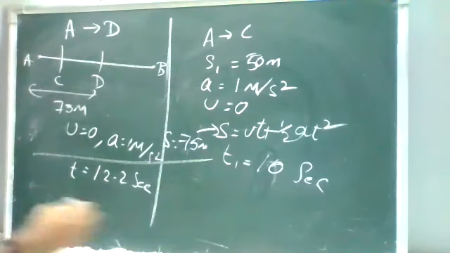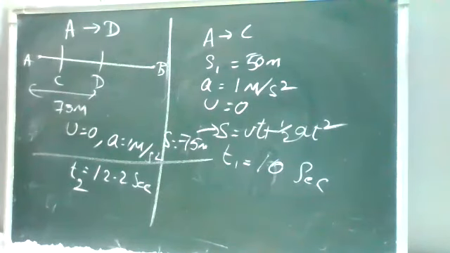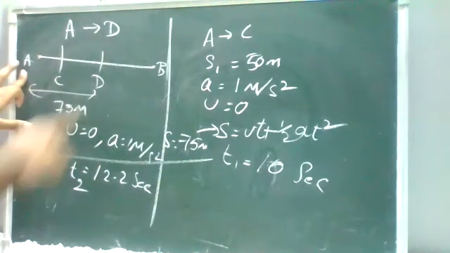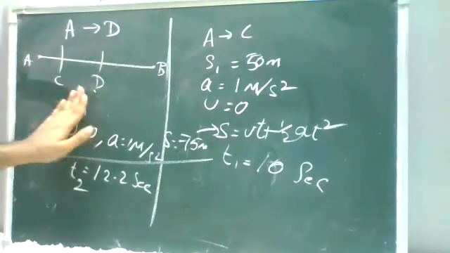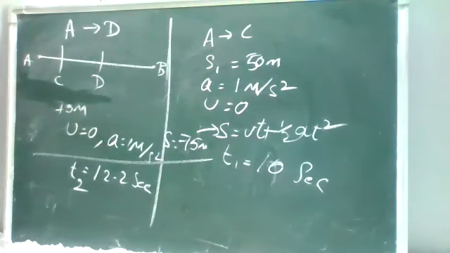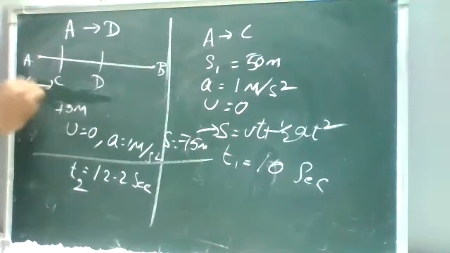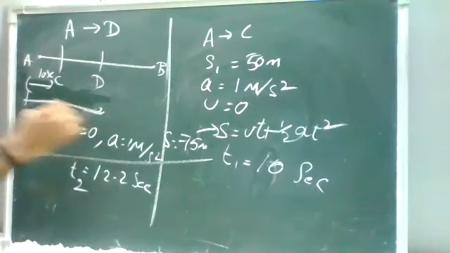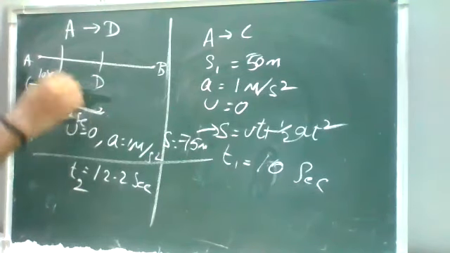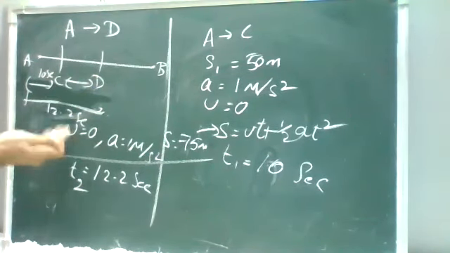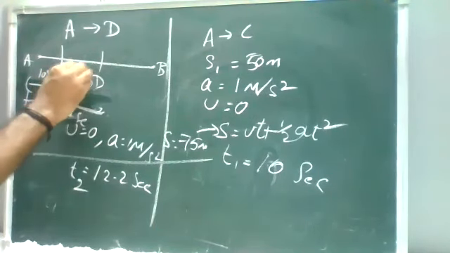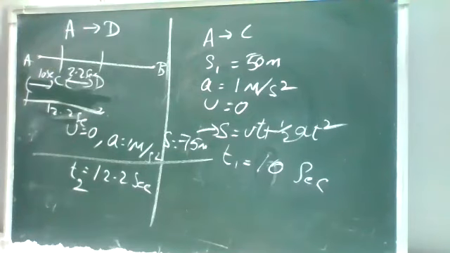So assume this is your T1 and this is your T2. Before this, we found the time period for AC, and now we have found it for AD. For AC, T1 is 10 seconds. For AD, the time period is 12.2 seconds. So I need to find CD. It is nothing but 12.2 minus 10 seconds, so the CD time period is 2.2 seconds.